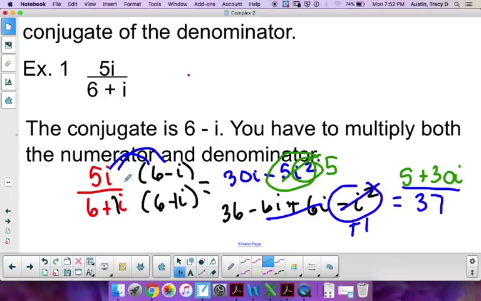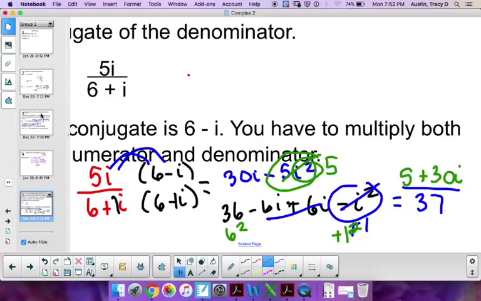So again, conjugate, top and bottom. Distribute out the top since it's only got one piece in it. Either multiply out the long way or remember your shortcut, that this is really just 6 squared plus 1 squared, and that's what you're going to get in your denominator. All right, let's try another one.